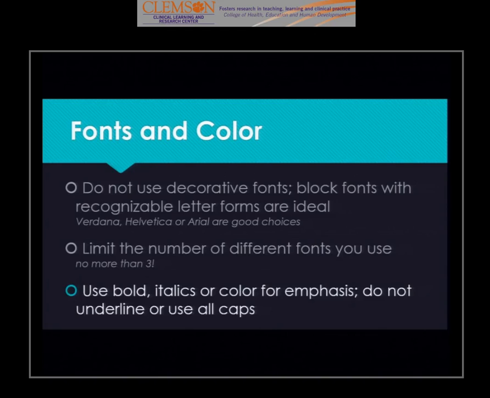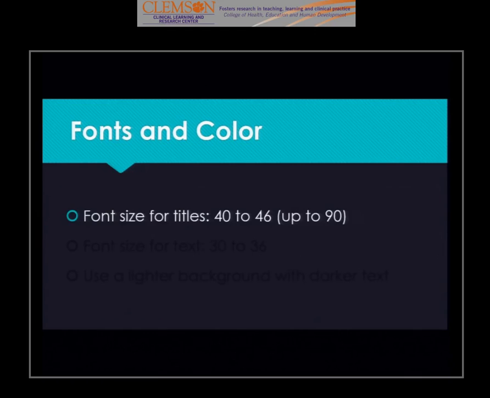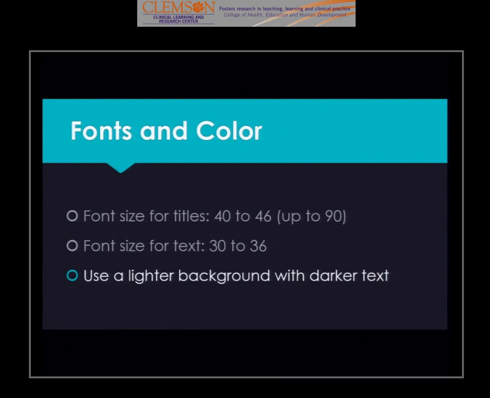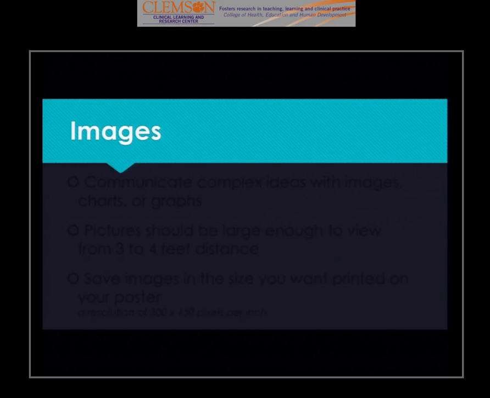If you want to make some emphasis, try not to underline or use all caps. Use different colors, or making your letters in bold is helpful for emphasis. Font size, the titles on your poster, 40 to 46 is a good size, up to 90 for the title. And then in the text included in your poster, between 30 and 36 is typically good for a viewing distance. And then when you're thinking of the background, a lighter background with darker text is good for viewing.